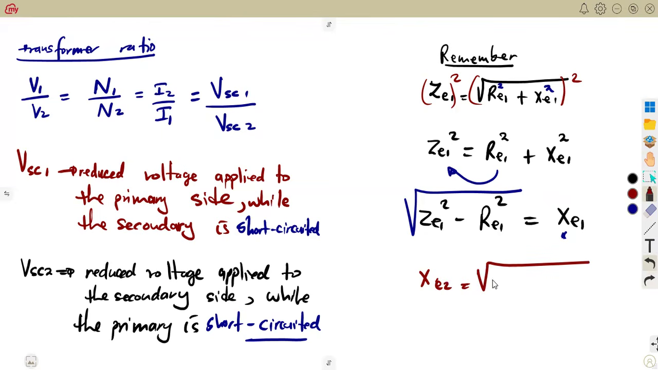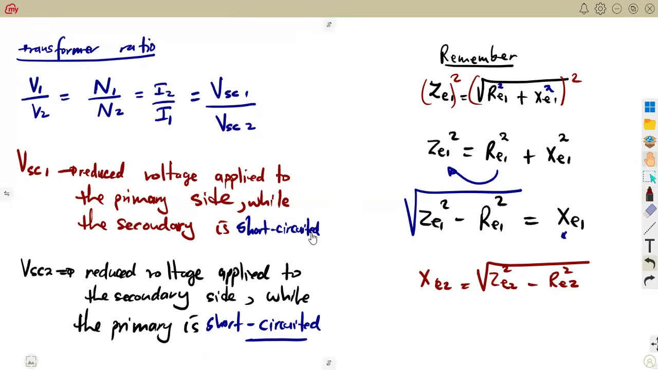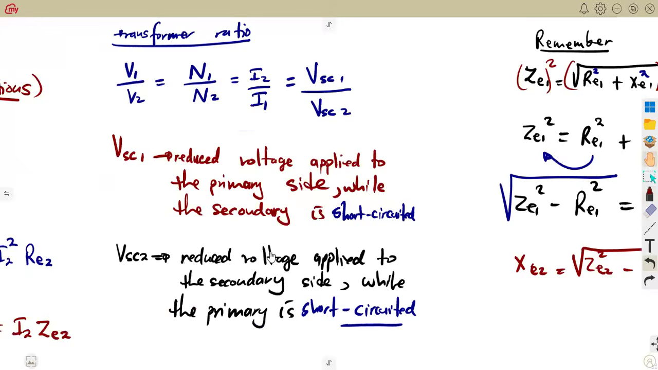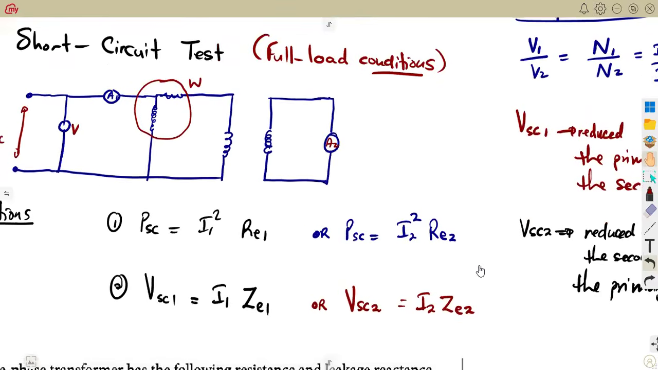So it will be just the same thing, the square root of ZE2 of the secondary squared minus RE2 of the secondary squared. Do not forget that square. We are just manipulating from what we had before, making reactance the subject of the formula. So we have to refer back to what we had before, which is this part. Remember we talked about this. With this and other adjustments that we are going to make to our formulas, because we had all these before, that is just going to be a continuation.